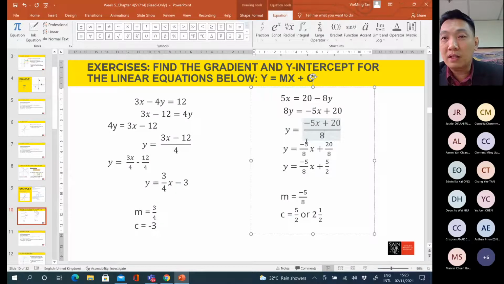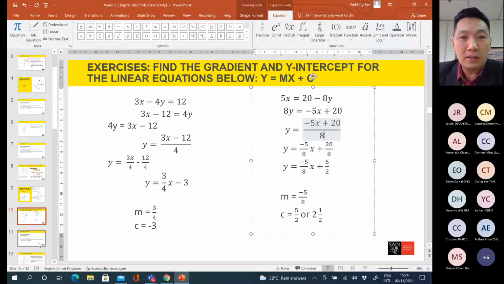So here you'll get negative 1 over 8x, and then plus 20 over 8. You can simplify this term, and it becomes 2.5, also okay. So that means for this equation, the m is negative 5 over 8, and the c value is equal to 2.5 or 5 over 2. Any questions so far?